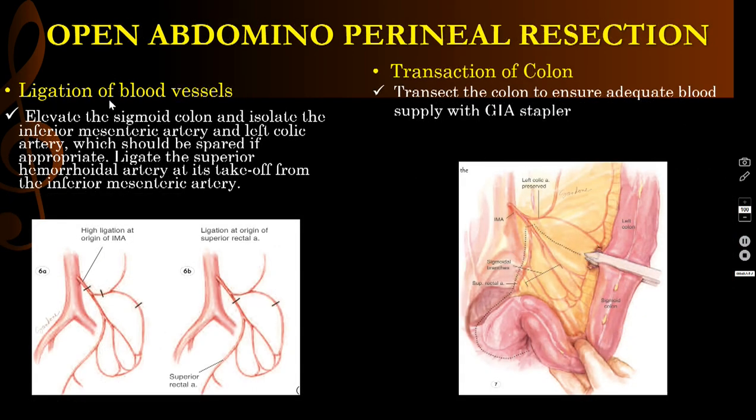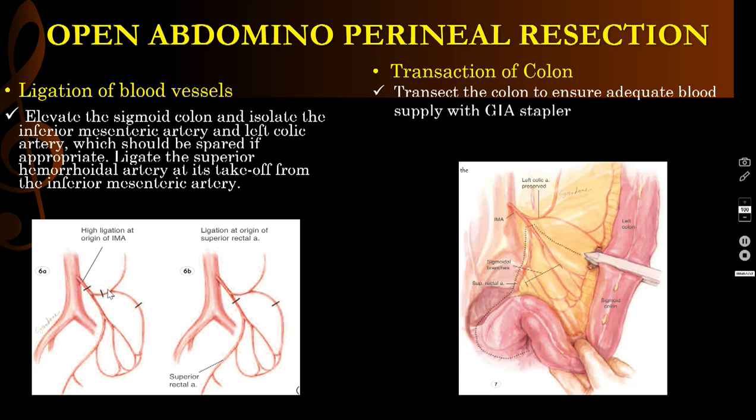The next step is ligation of the blood vessels. Here you have to elevate the sigmoid colon and isolate the inferior mesenteric artery and left colic artery, which should be spared if appropriate. Usually we won't ligate the left colic artery. We have to ligate the superior hemorrhoidal artery where it takes branch from the inferior mesenteric artery. So you have to ligate not here, here and here. This is the trunk of the inferior mesenteric artery. This is the left colic artery.